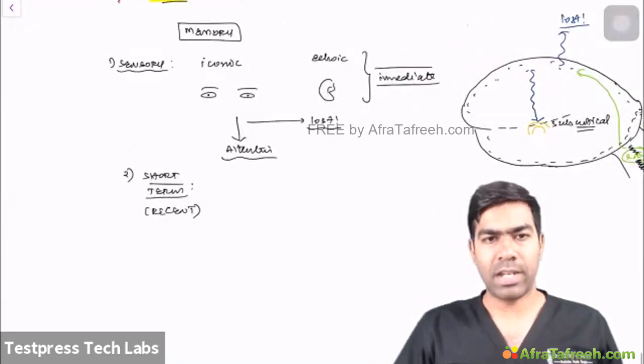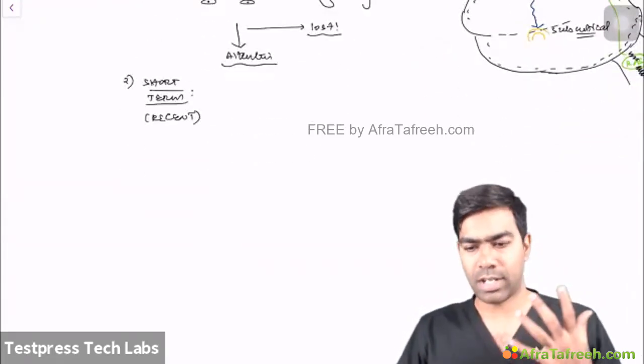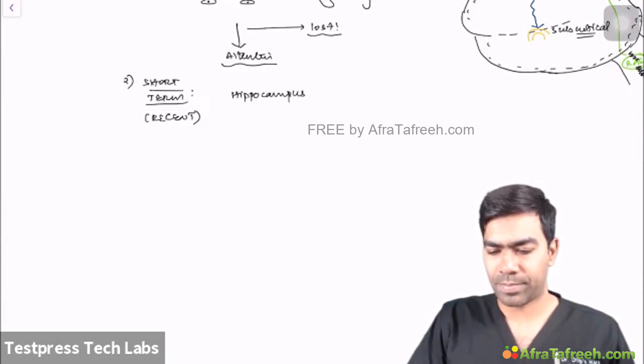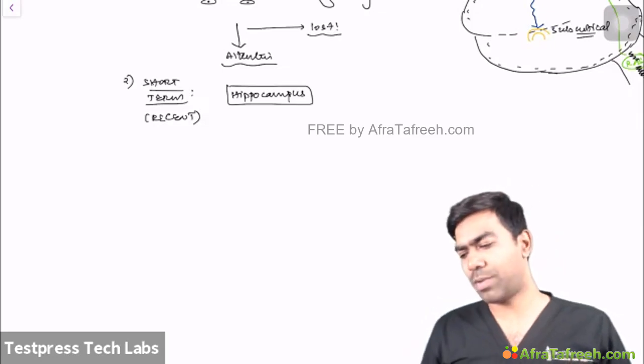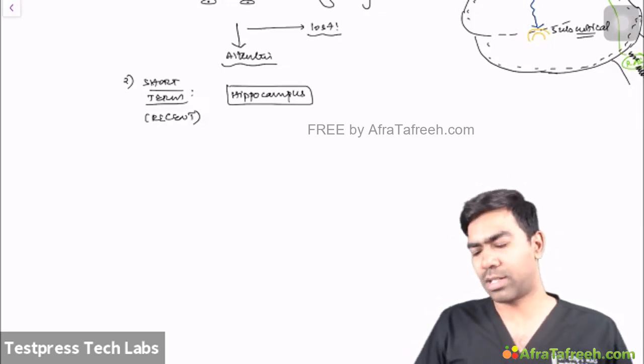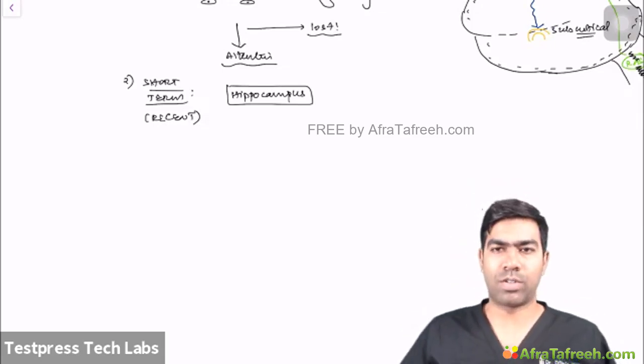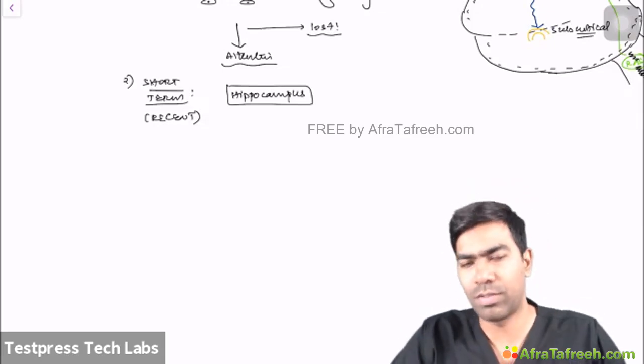So the main area where short-term memory is stored is basically the hippocampus. You cannot store short-term memory forever. For example, I can ask all of you, let us take only one. I don't want to take every one of you. Let us take only one.